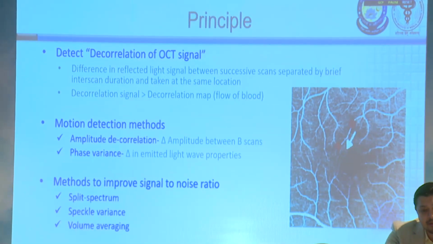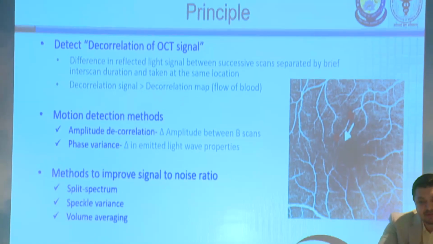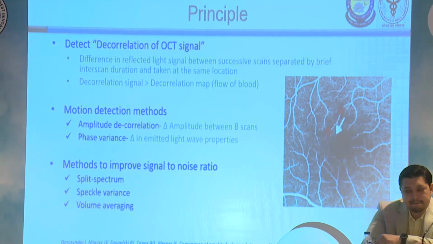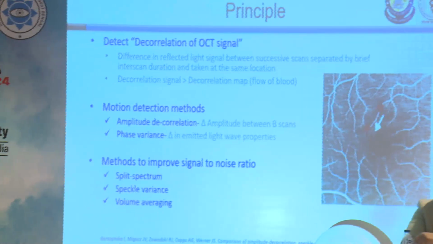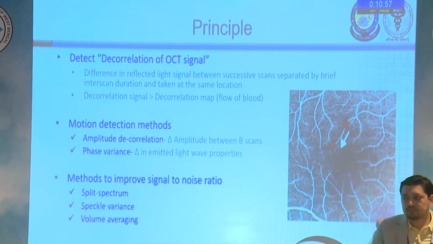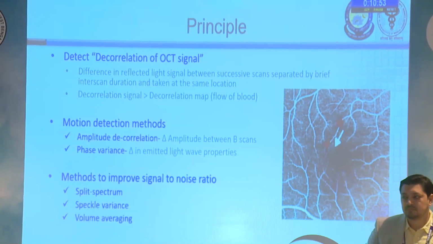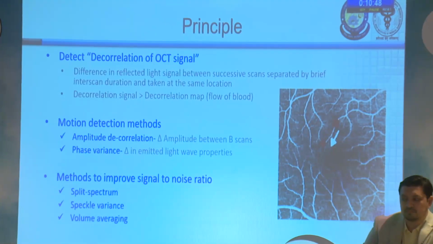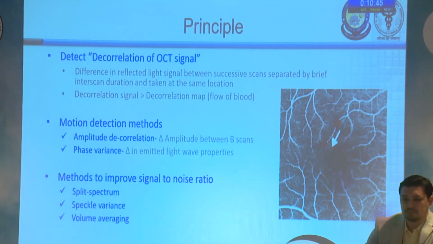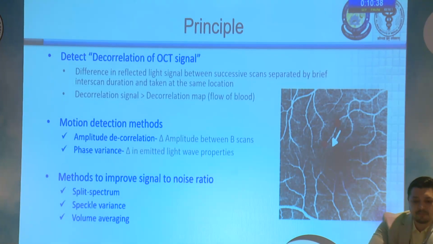Now, what is the principle of OCT angiography? Basically, it relies on the decorrelation signals. Decorrelation signals are the difference in the reflected light from any interface when successive images are taken at a very brief interscan period. So repeatedly you are having multiple scans taken at the same place, and any difference in the signal between the two images is taken to be because of motion. Now since retina is an immobile structure, we presume that that motion happens because of the blood flow.